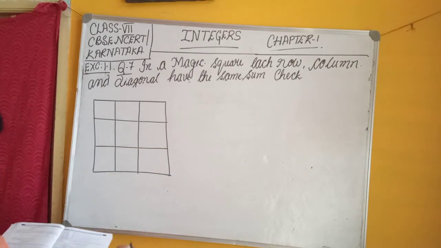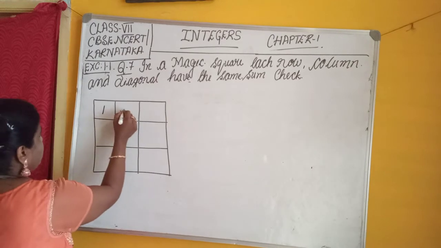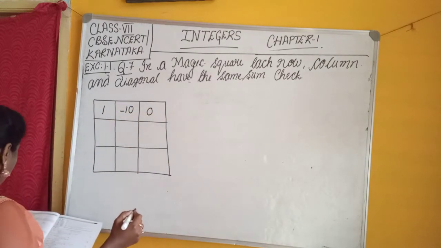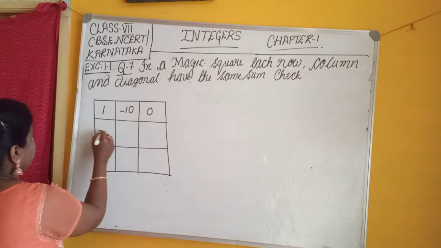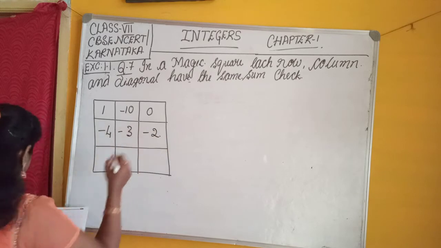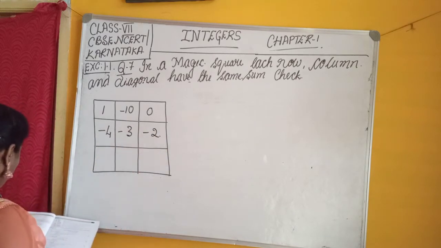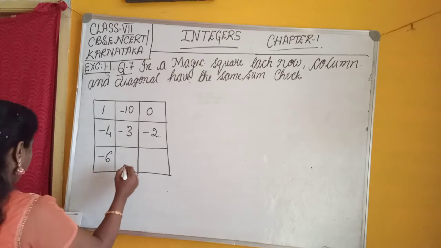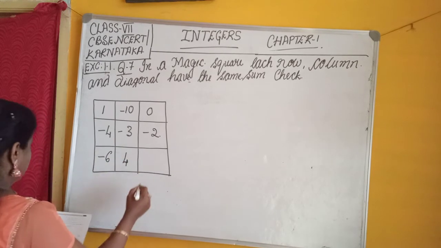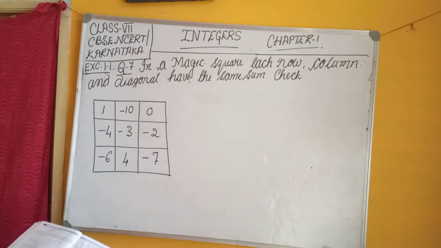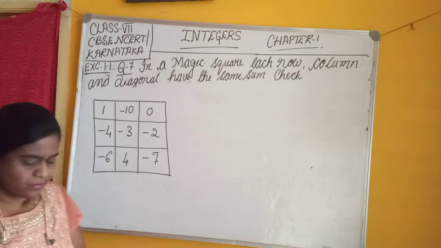The numbers are 1, minus 10, 0. Minus 4, minus 3, minus 2. Minus 6, 4, minus 7. Okay, let us check it once again. 1, minus 10, 0. Minus 4, minus 3, minus 2. Minus 6, 4 and minus 7.